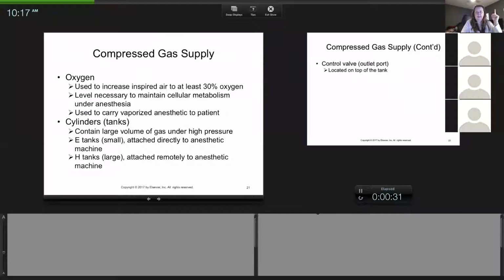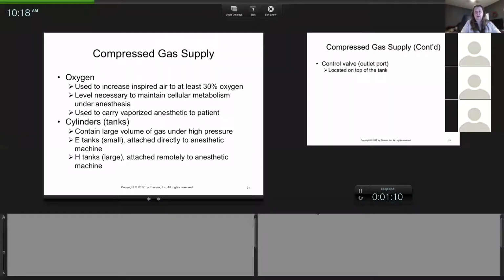Now, there are two types of tanks that I want you to know. They hold oxygen under pressure. E tanks are small. H is big. Think H is huge. But H tanks are very large tanks, and they are usually kept like in a closet in the back of a clinic, and then lines are run through the ceiling. And if you go to a practice and you see a green hose coming out of the ceiling, that oxygen supply is drawing off of probably a bank of H tanks. So usually when you have multiple tanks in a row.